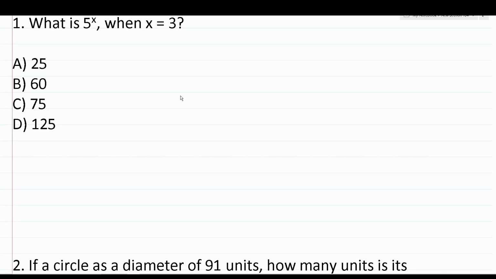All right, so this first question says, what is 5 to the x power when x is 3? So we're trying to solve this: 5 to the x power when x equals 3. For this one, we're going to be evaluating this expression for x equaling 3. So we're just going to substitute 3 in for x right there. This becomes 5 to the third power. 5 to the third power means you're going to take 5 and you're going to multiply by itself 3 times.